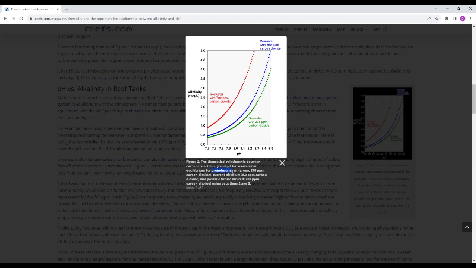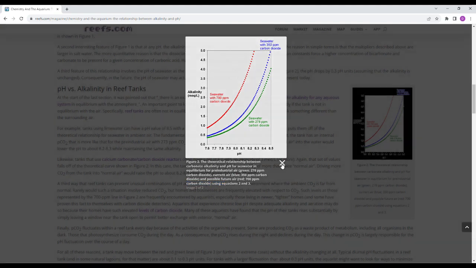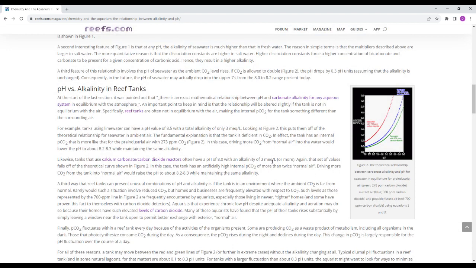Okay, so the green is pre-industrial air. The current one is blue, which is 350 ppm carbon dioxide. Future air is just a future presumption.